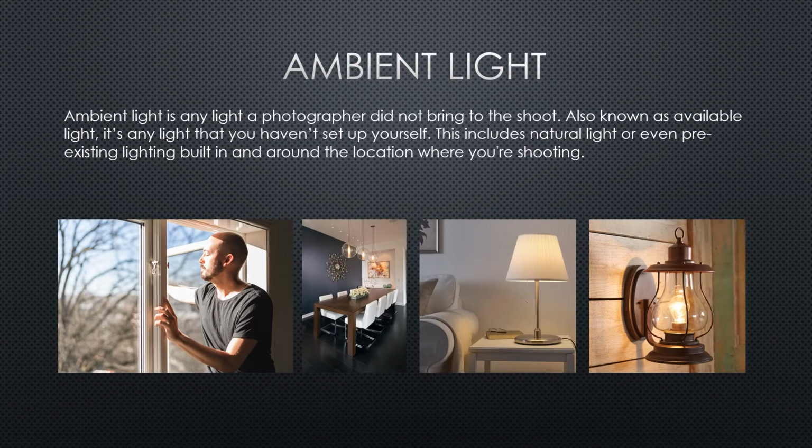Ambient light is any light that the photographer did not bring to the shoot. It's also known as available light, and it's any light that you haven't set up yourself. This includes any natural light or even pre-existing lighting that's built in and around the location that you're shooting. So it could be an open window, but it could also include a table lamp, a chandelier, a spotlight, a candle. Ambient just means that it's a light source that you didn't bring into the scene, but will still contribute to the final exposure.